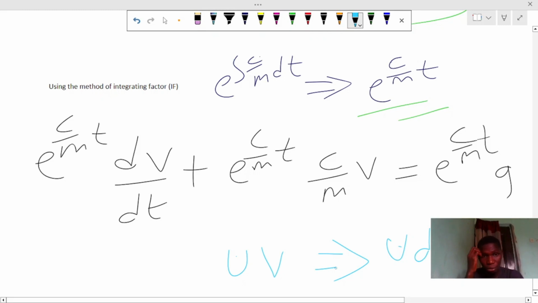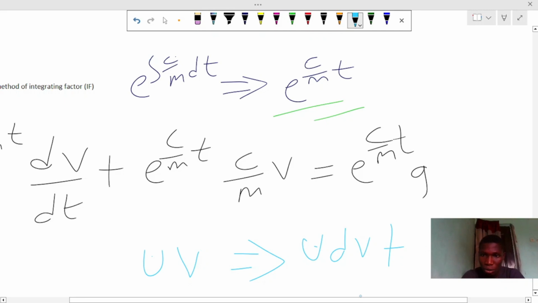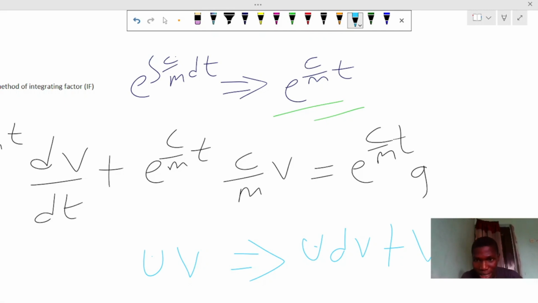Plus, then you hold v. You hold v and you differentiate u. This is the product rule. This thing here is how the product rule looks. When you have two, you hold one, you differentiate the other. You hold the other and you differentiate the first one you held.